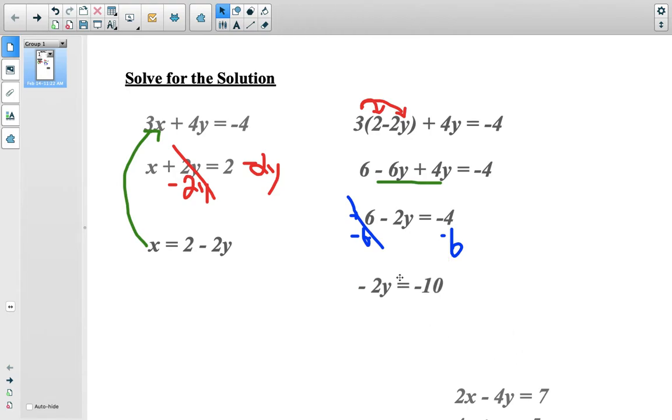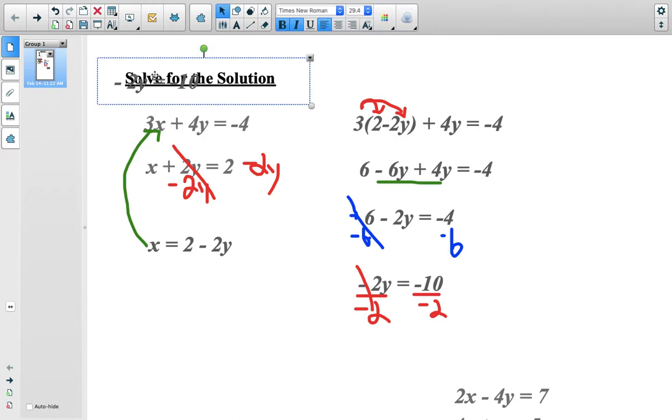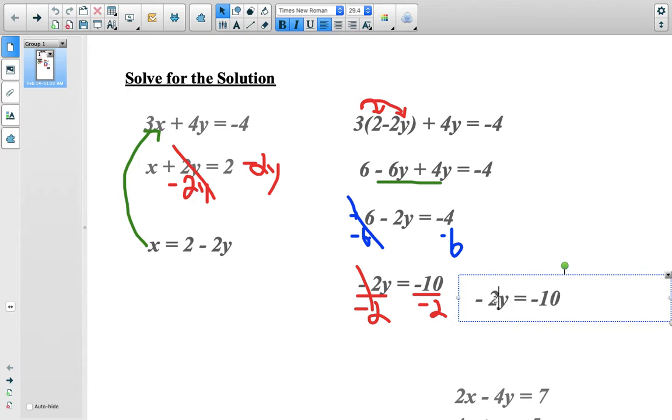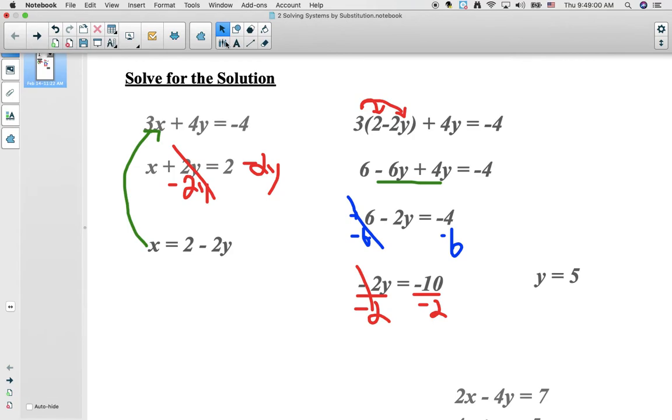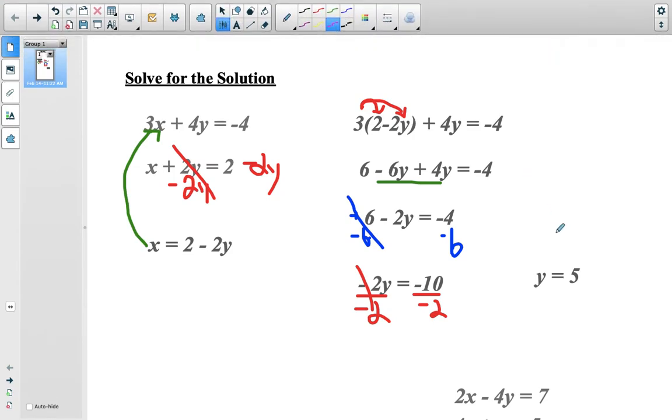What do I do to both sides to get y by itself? I need to divide by negative 2, and what I do to one side, I do to the other. Negative 2 divided by negative 2 is 1, not 0, but 1. And I'm left with y equals negative 10 divided by negative 2, which is 5. So I'm not done yet. That's what y equals, but I don't know what x is yet. So I'm going to plug this in to any equation.